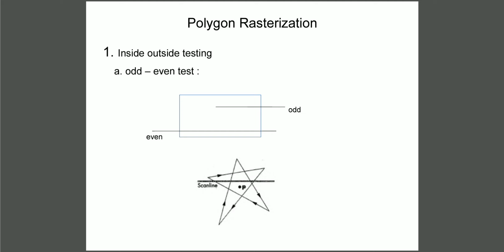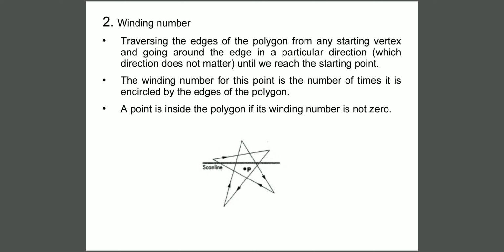Then what to do when we consider a complex polygon for rasterization? For that we have a second approach known as the winding number. Winding number is a second approach available to check whether pixels are inside the polygon or outside the polygon. To perform this approach, select any starting point or starting vertex in a polygon. From that starting point, traverse all the edges of the polygon in any direction, marking with some marker.